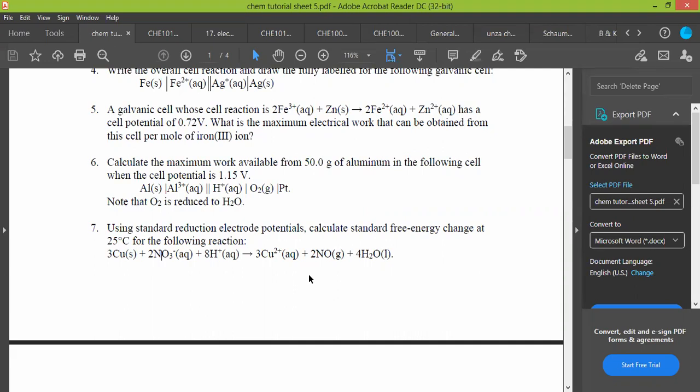Nitrogen's oxidation state on your left is 5. On your right, it is 2. So how does the 5 get to 2? That's the same as saying 5 minus 2, and it gives you 3. Meaning on your left, 3 electrons are being transferred. That is why the oxidation state of nitrogen is reducing from 5 to 2. So 3 electrons are being transferred.